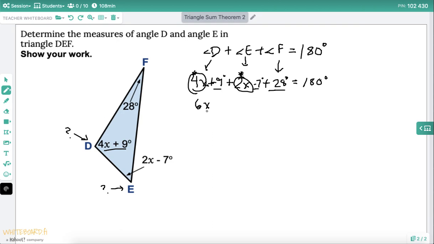Okay, so now I'm going to include the constants. That's what we call the regular numbers without any variable. So plus 9 minus 7, that's 2. And 2 plus 28, that's 30. So this is going to become 6x plus 30. And that has to give me 180 degrees.